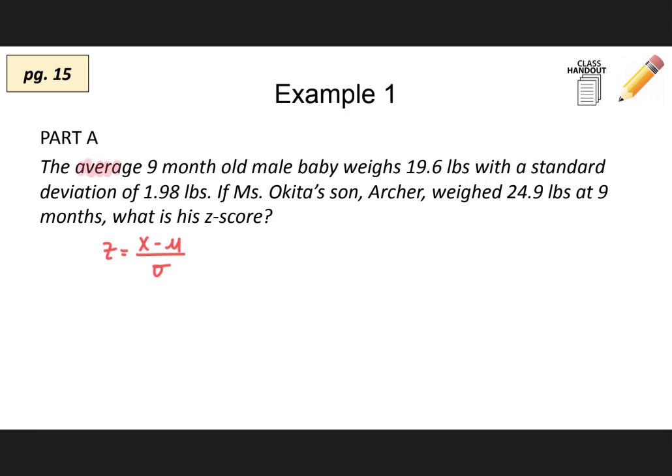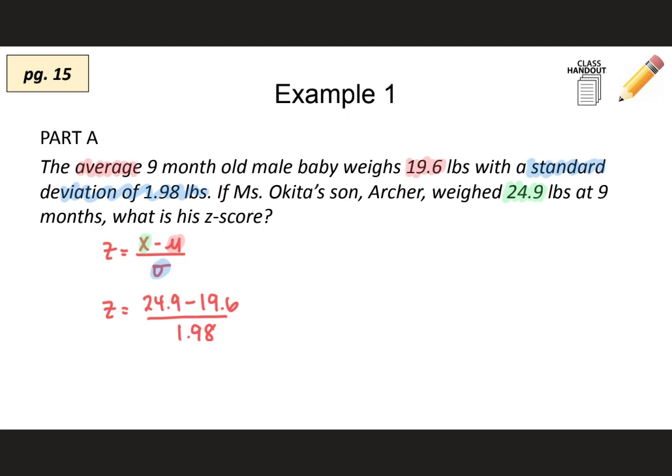I see that it says the average 9-month-old weighs 19.6 pounds, so that's going to be my mean. It tells me that I have a standard deviation of 1.98 pounds. And then it tells me that my data point is my son Archer, who weighs 24.9 pounds, so that's going to go here. Filling in everything in this formula, it's going to be 24.9 minus the mean, which is 19.6, divided by the standard deviation, 1.98.